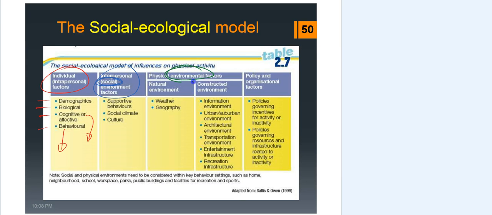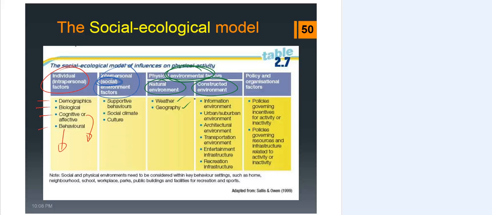Our physical environment, we have two. We have our natural environment and we have our constructed environment. So our natural environment, weather and geography. So for example, someone that lives in an alpine area is more likely to be involved in snow sports than someone who lives in a coastal environment who is more likely to be involved in water sports. Someone that lives in a warm climate is more likely to be involved in outdoor sports. Someone that lives in a very cold climate is more likely to be involved in indoor sports.